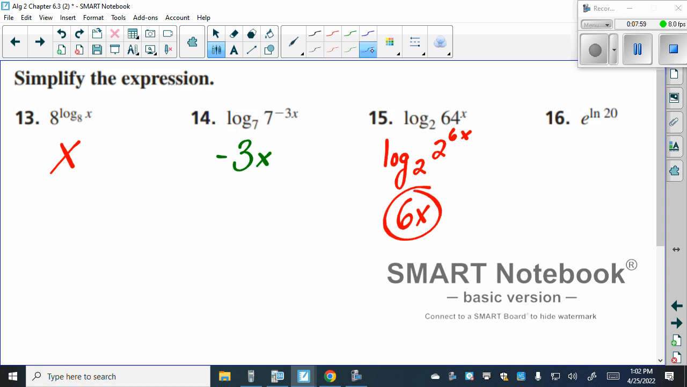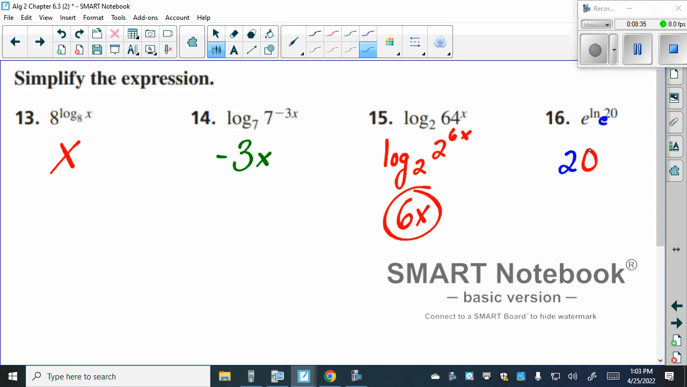And lastly, e to the ln of 20. What is the base for e, or natural logs? I just said it. It's e. So here, it's not written, but the base is understood to be e. So we have e to the ln base e of 20. What we were putting it to and what the base of the natural log are the same, yes? So those will simplify out, leaving us with 20.